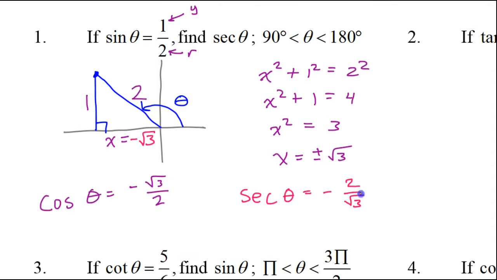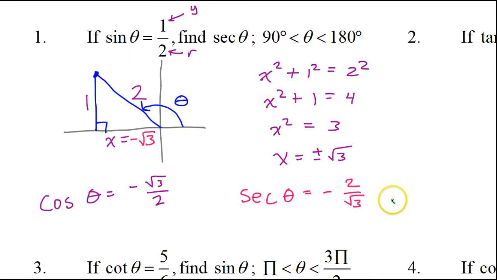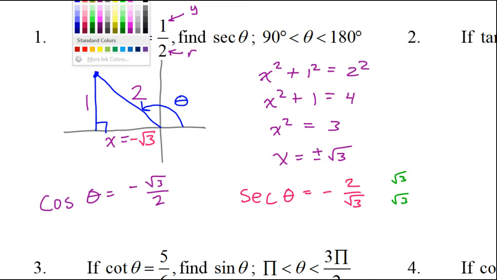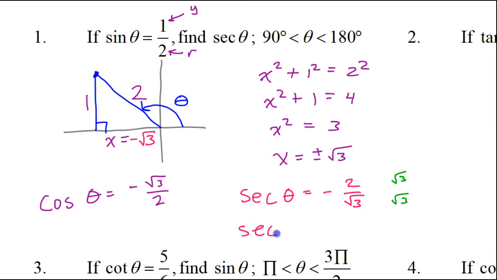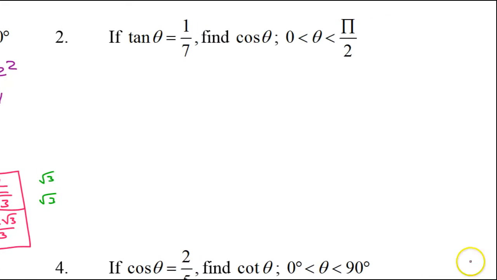Now, if you want to rationalize the denominator, you can. You would just multiply the numerator and denominator by radical 3. So that would give you negative 2 radical 3 over 3. Okay, so that's the answer to number 1. So let's take a look at number 2.